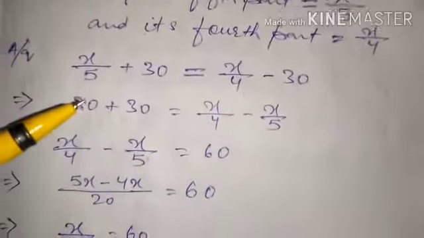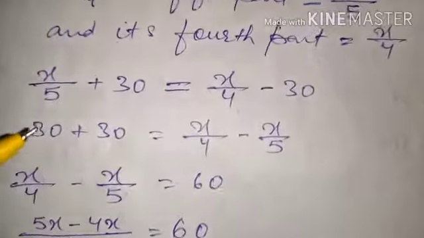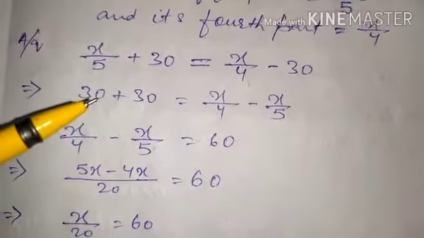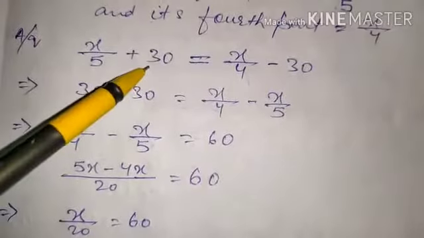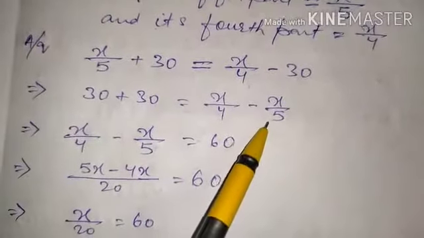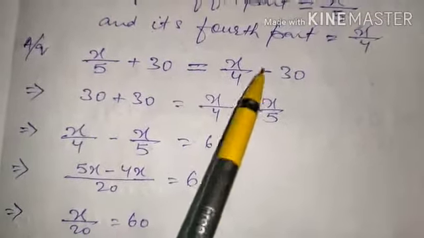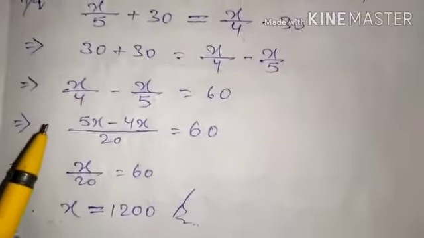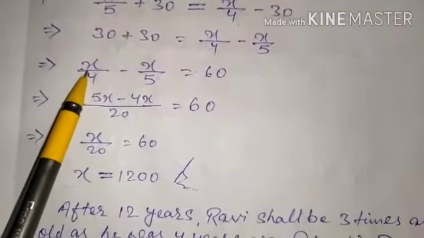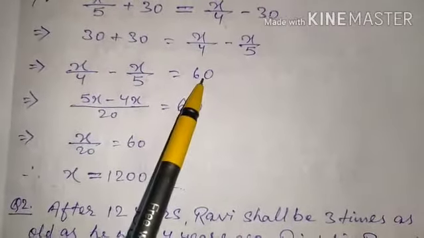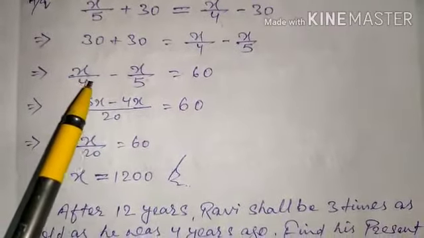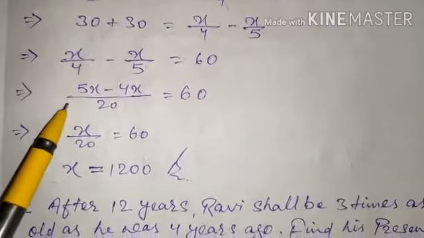Moving on, now separate out the variables and bring the constants together and the variables together. This 30 will remain here, and we bring the other 30, it will become plus 30, and x by 5 we move to that side, so its plus sign becomes minus and its minus sign becomes plus. It's very easy. So x by 4 minus x by 5 is on this side, and 30 plus 30, that is 60, on the other side. We can just reverse the whole equation: LHS can become RHS and RHS can become LHS.